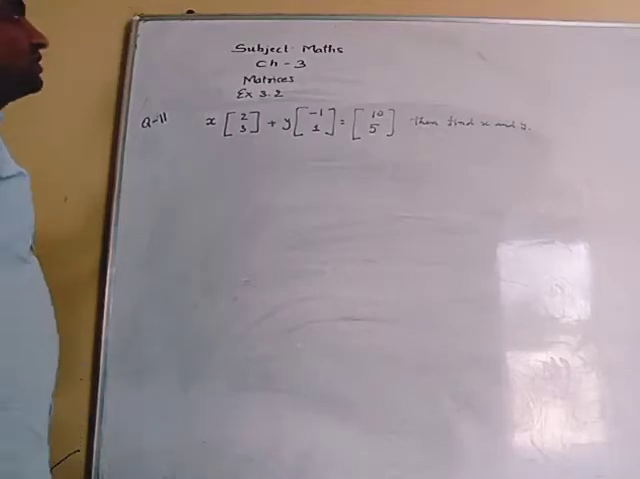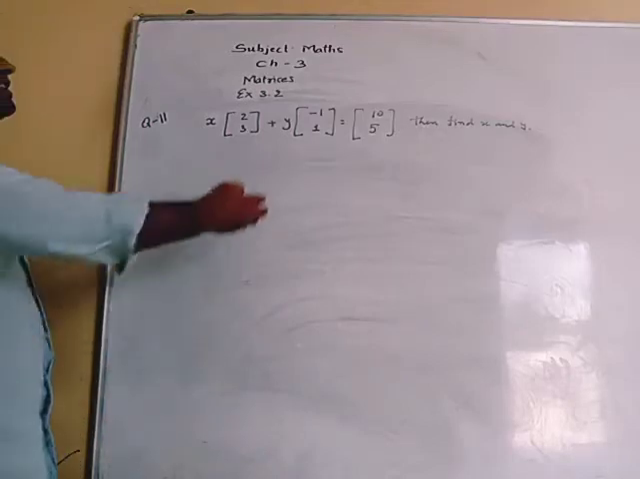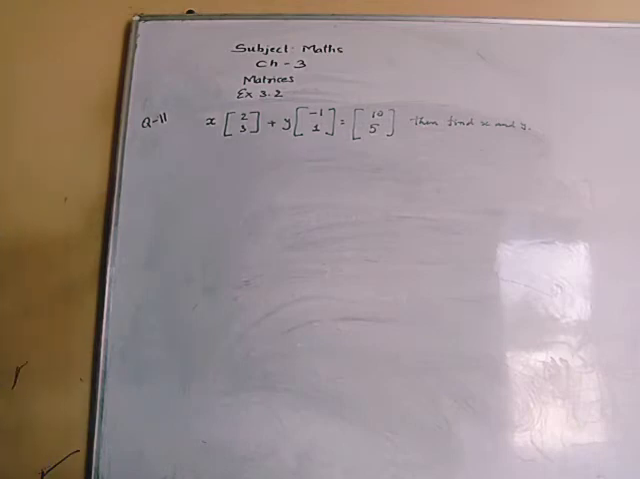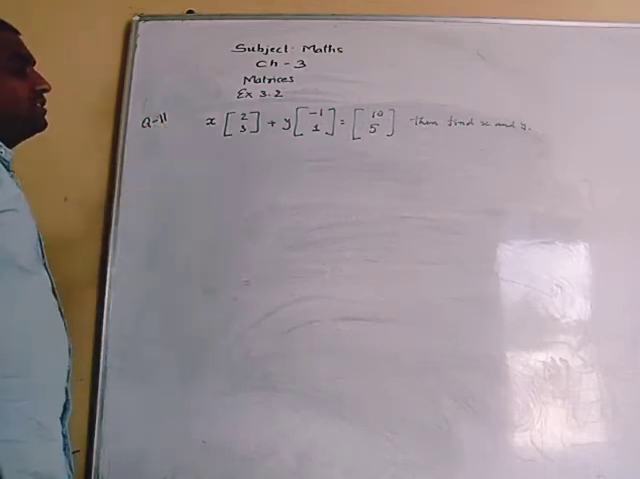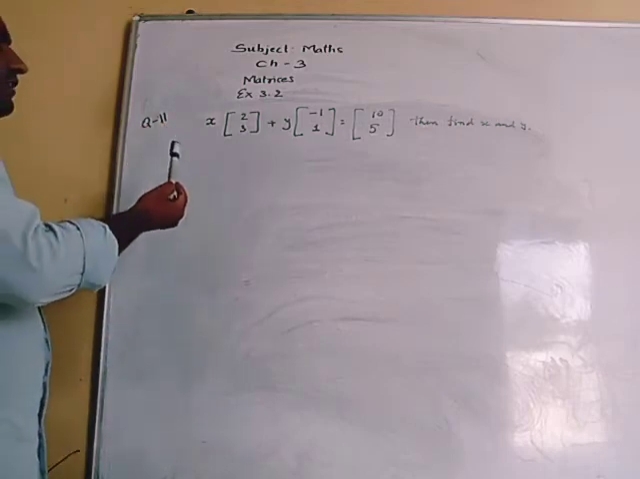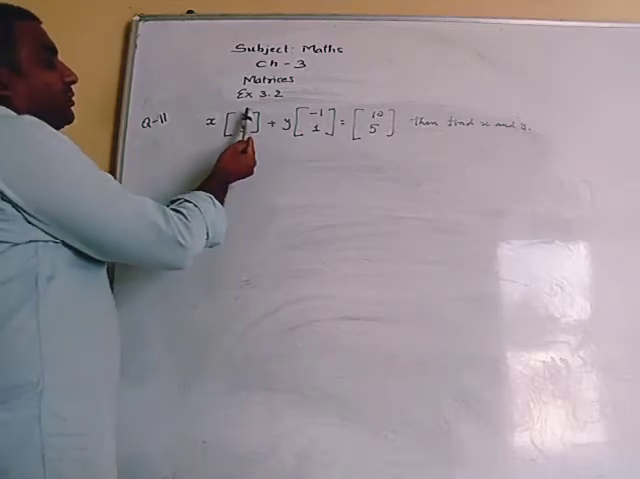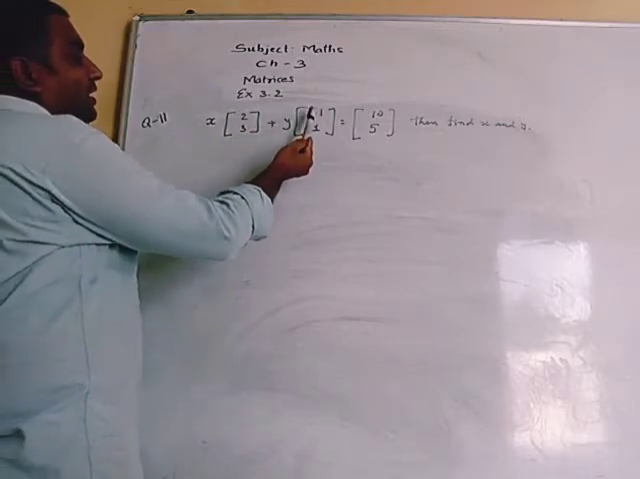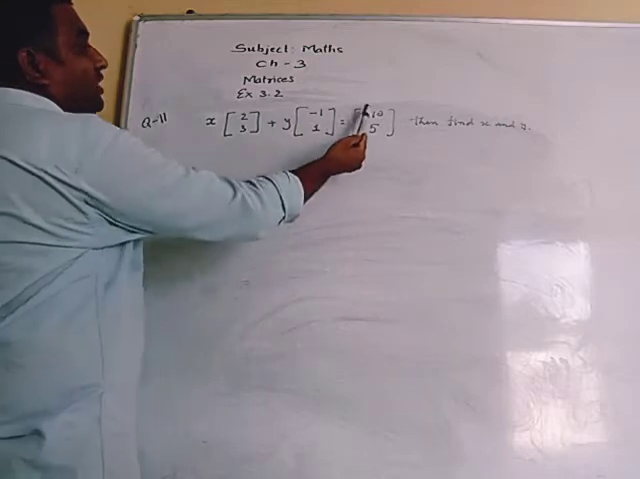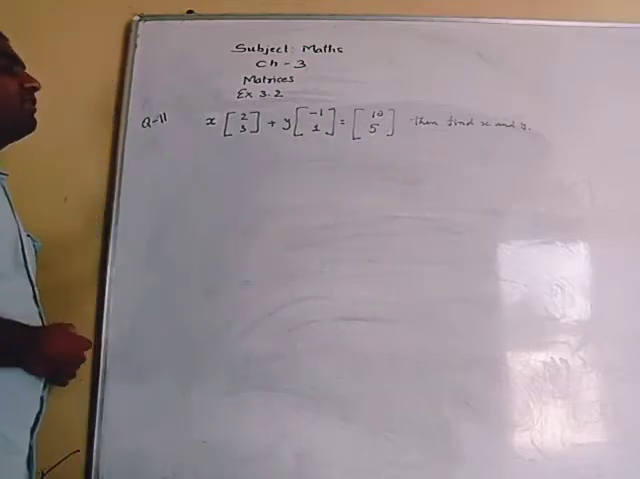Hello friends, today in exercise 3.2 we will study the sums from question 11 onwards. First, question 11: x into matrix [2 3] plus y into matrix [-1 1] equals [10 5], then find x and y.